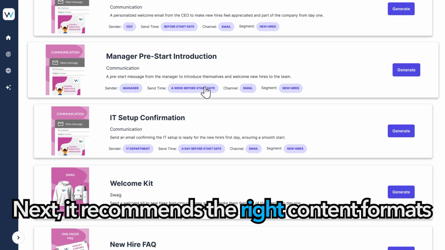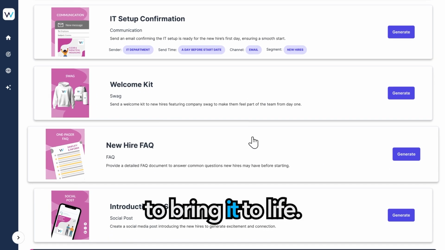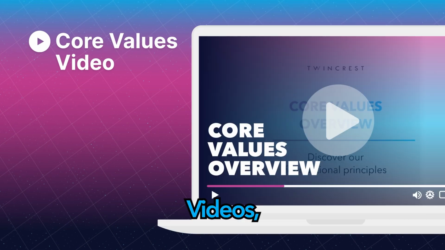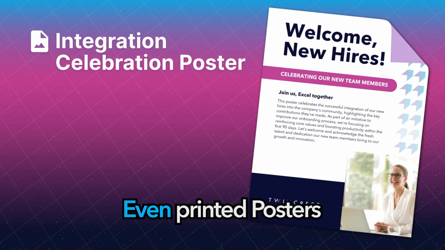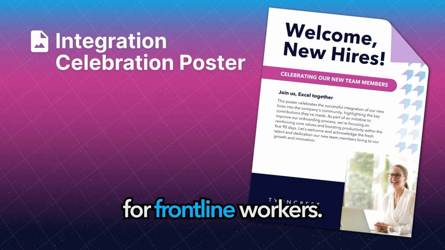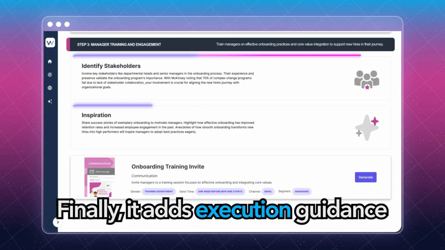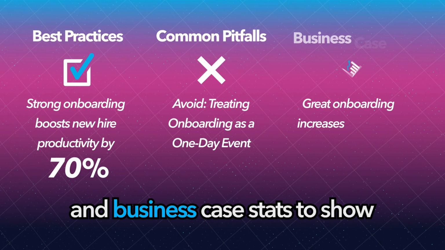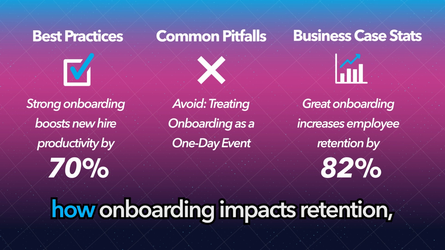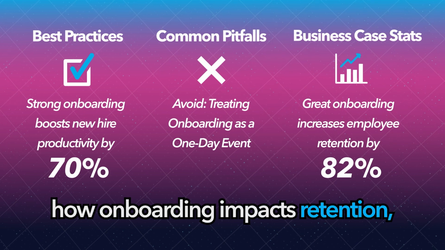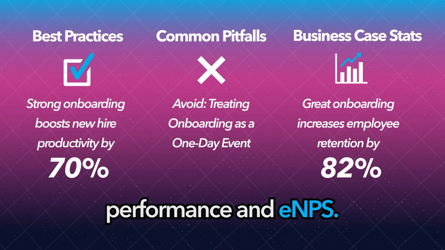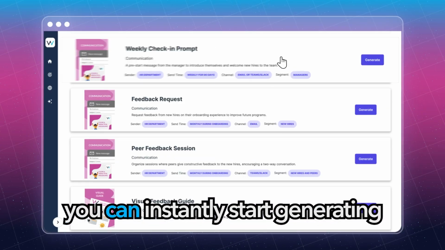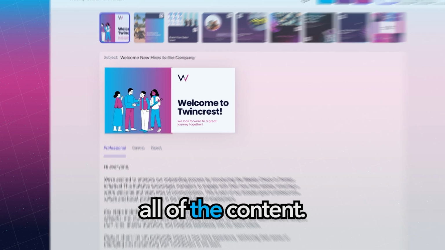Next, it recommends the right content formats to bring it to life. Employee FAQs, manager one-pagers, videos, visual guides, even printed posters for frontline workers. Finally, it adds execution guidance with best practices, common pitfalls, and business case stats to show how onboarding impacts retention, performance, and eNPS.